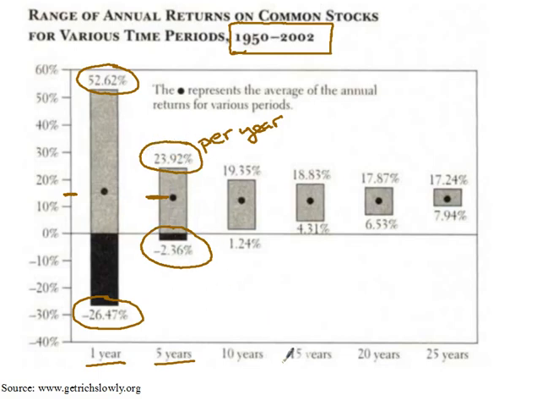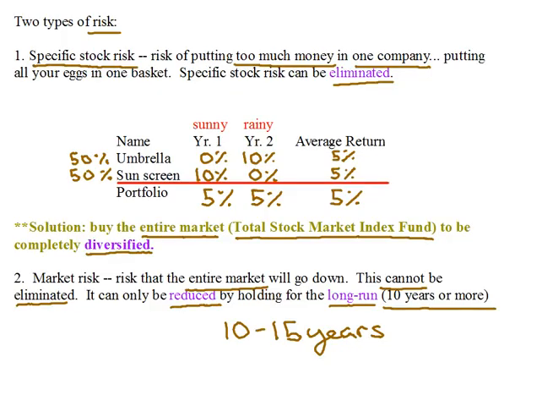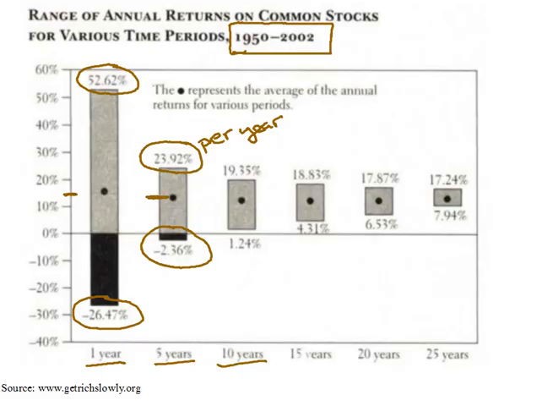Okay, now, what if you commit yourself to 10 years? Here's why, when we talk about holding for the long run, we're usually talking about 10 years or more. Because from 1950 to 2002, look at this. The best 10-year period was 19% per year. The worst 10-year period, you earned 1.24%.